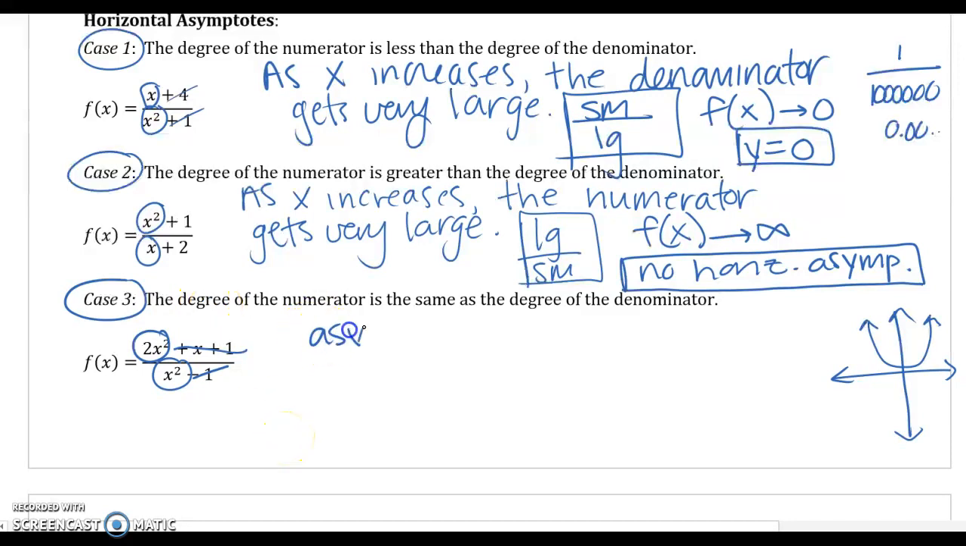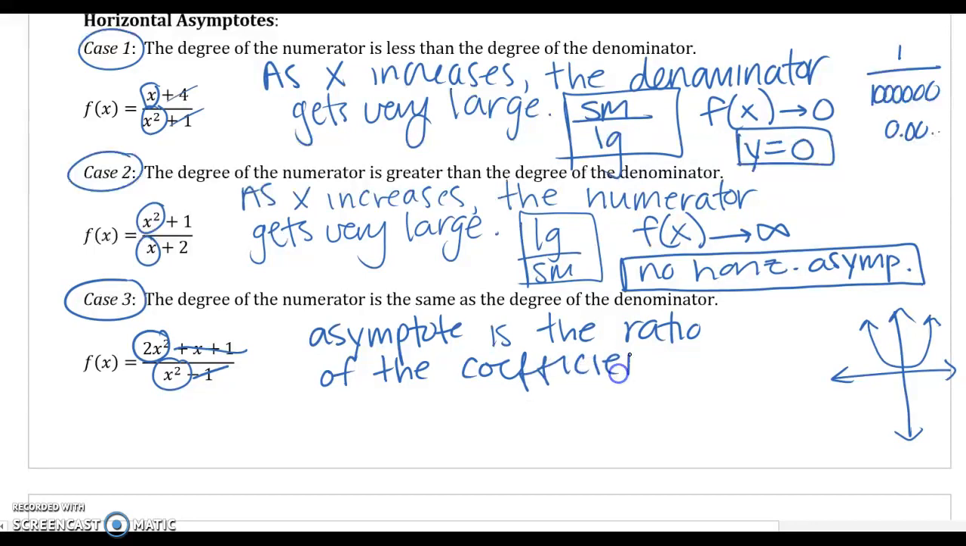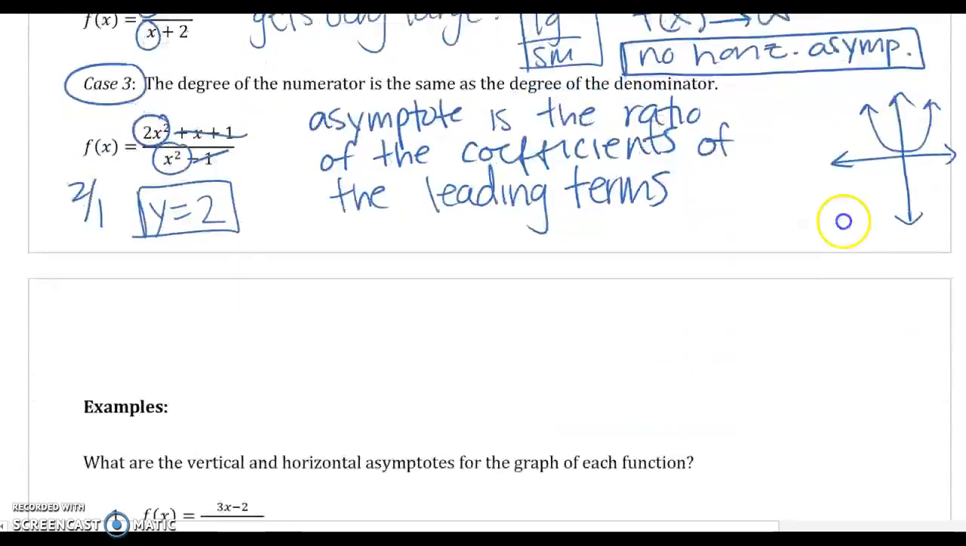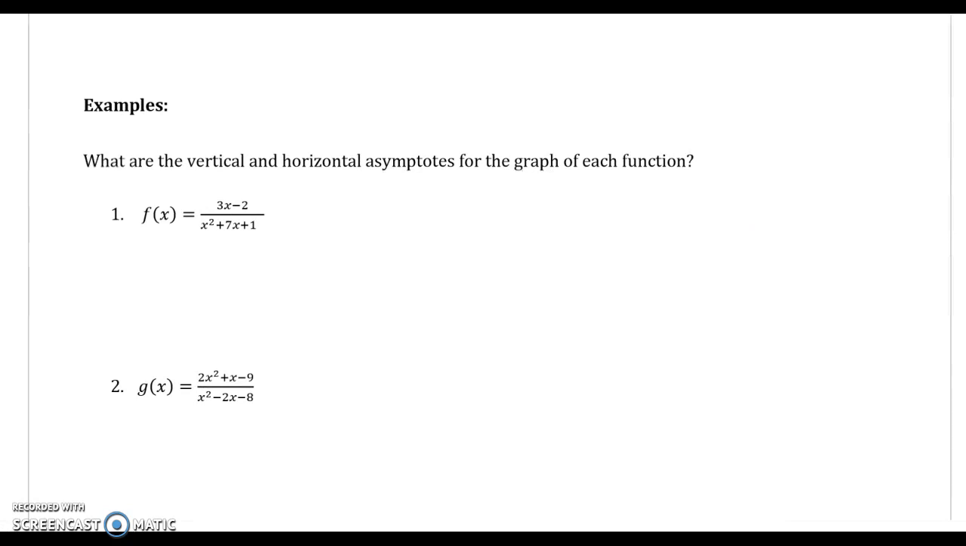So our asymptote will be the ratio of the coefficients. Sorry, that one's hard to read. Coefficients of the leading terms. So in this case, 2 over 1. So our asymptote would be y equals 2. Okay, let's go to the next page and do some examples.